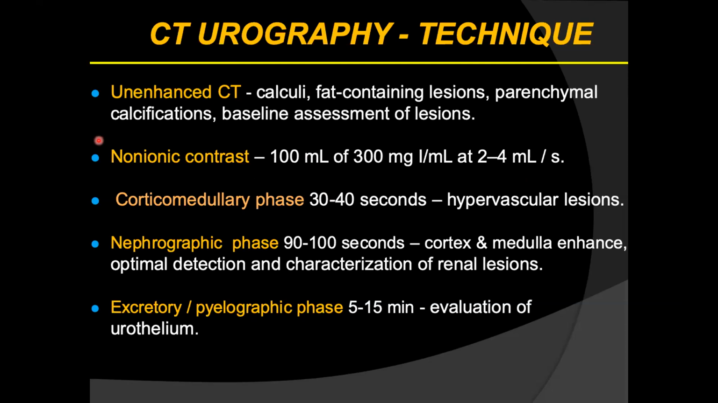And then there are 3 phases in which we acquire images. The first is the corticomedullary phase, which is generally 30 to 40 seconds, and it helps us in detecting hypervascular lesions. The second is the nephrographic phase, which is about 90 to 100 seconds, in which the cortex and the medulla enhance most, and this is most optimal for detection and characterization of all renal lesions. And third is obviously the excretory or the pyelographic phase, which is 5 to 15 minutes after the IV injection. This is basically for evaluation of the urothelium and the entire tract.